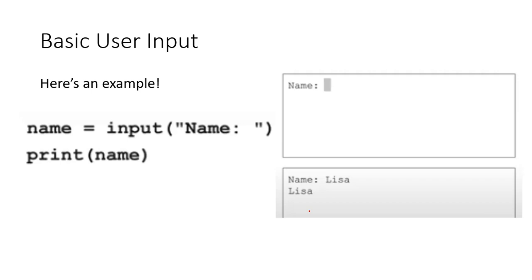Here's my example. I have name equals input, and then I put for my prompt name, and then we printed the name. Notice right here, the computer is waiting for the user to type in. They typed in Lisa. So this is replaced with Lisa, and I assigned name inside of the memory, Lisa. So I was able to print the variable name, in other words, I was told to print Lisa.